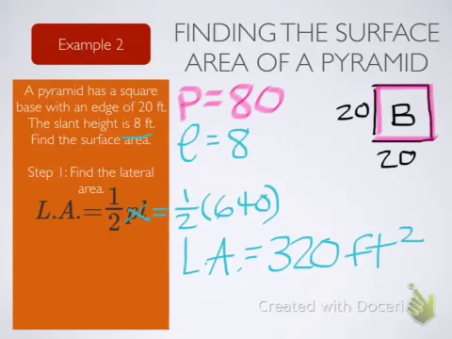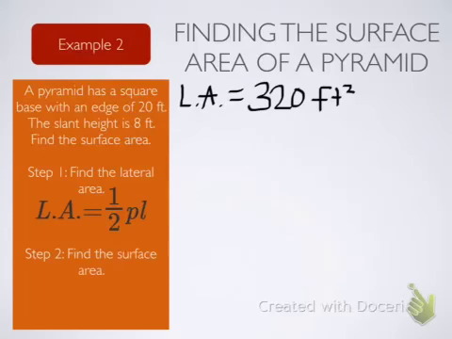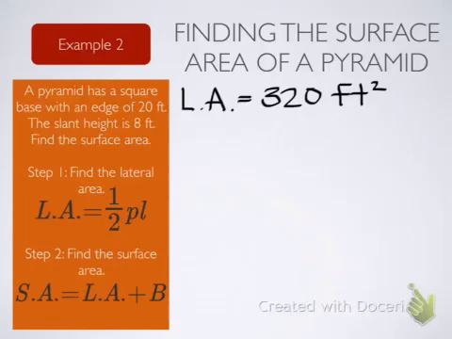So we've got our first step done, which is finding the lateral area. So I'm just going to transfer that over so that I can continue using that number. And my second step is to find the complete surface area, which just means, again, adding in that base, but this time instead of the perimeter, we're going to add in the area of that base.